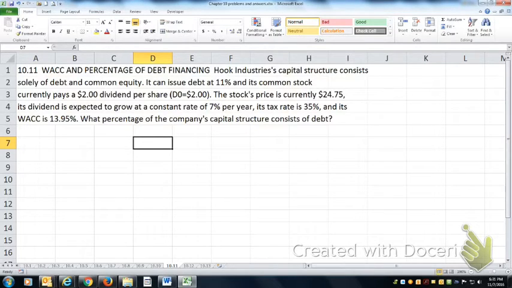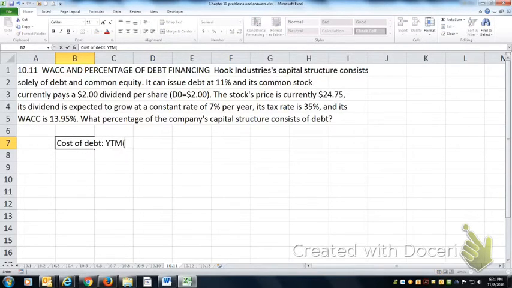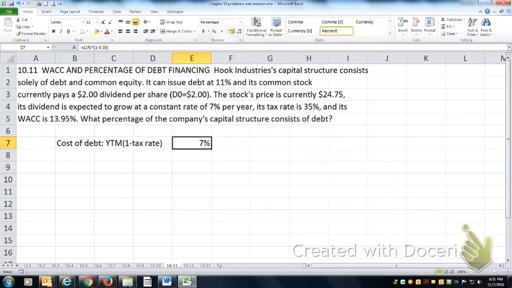So the cost of debt would be the yield to maturity times 1 minus the tax rate. So for our company here, it can issue debt at 11% and it has a 35% tax rate. Then its after-tax cost of debt, which is its cost of debt capital, is 7.15%.